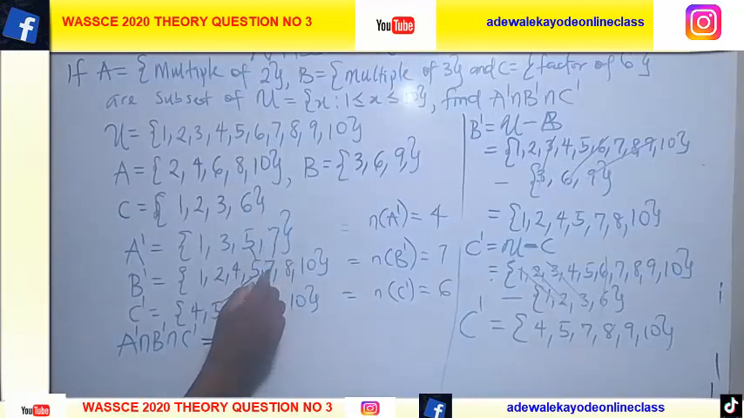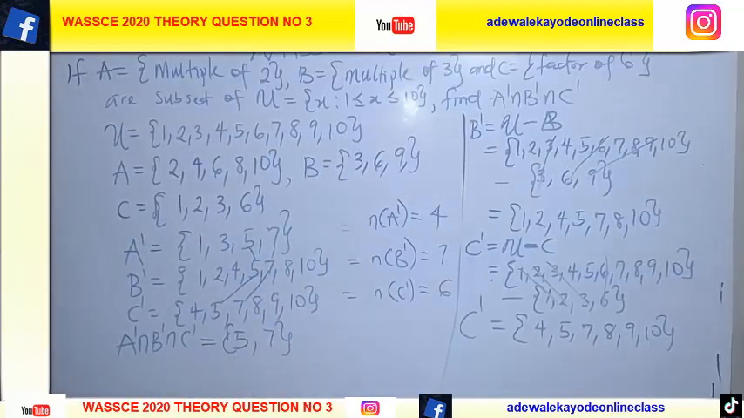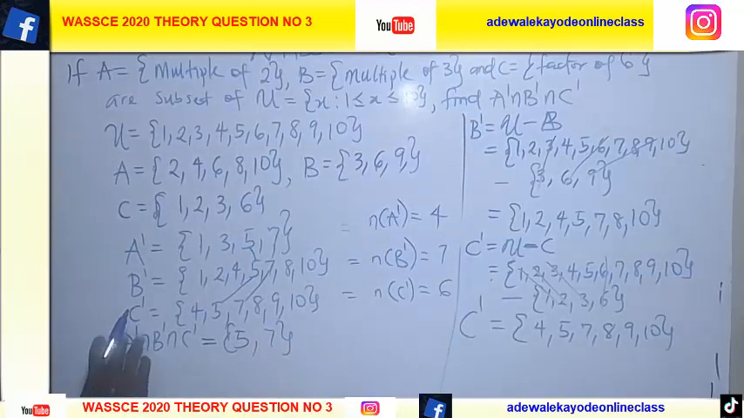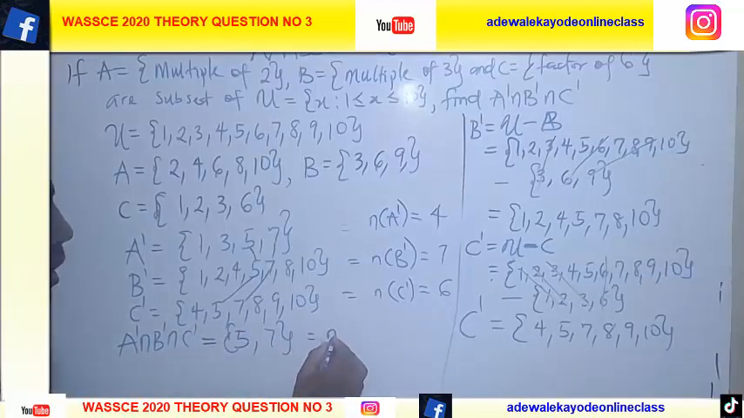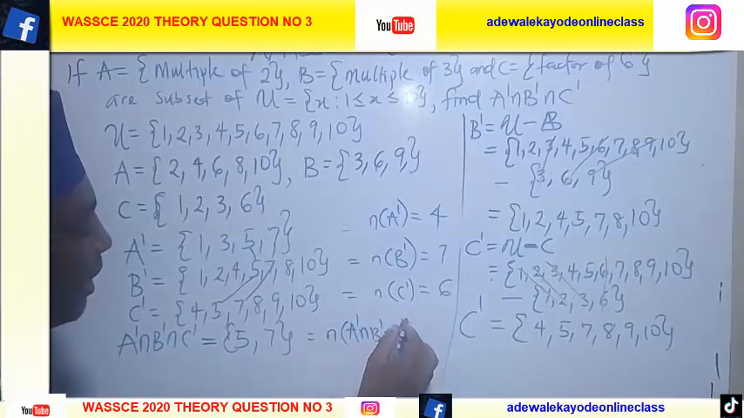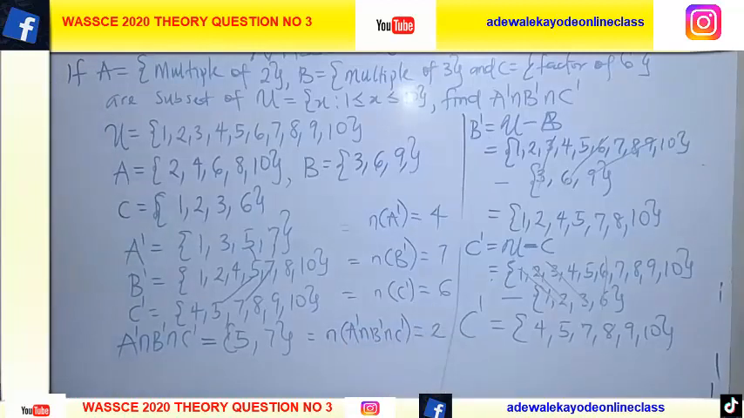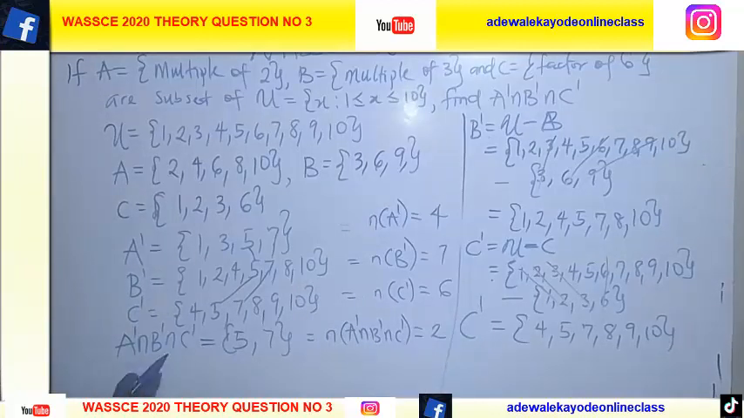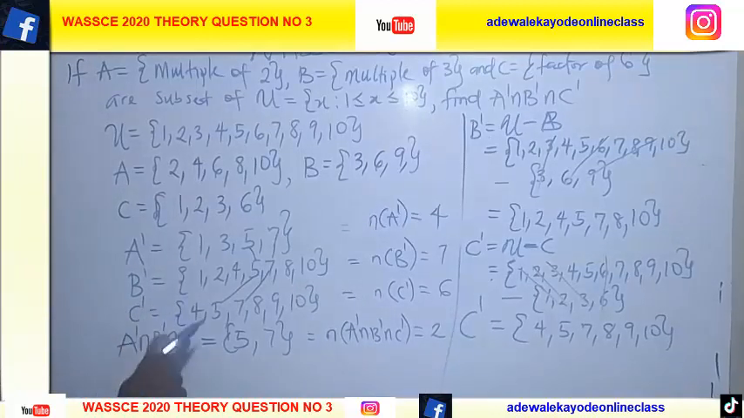7 is here and we also have it here. So 7 is also common to all of them. So we can now say A complement intersect B complement intersect C complement is equal to 5 and 7. So I can now say the number of elements in A complement intersect B complement intersect C complement is equal to 2. That's the members of the set. So our final answer is A complement intersect B complement intersect C complement is 5 and 7.